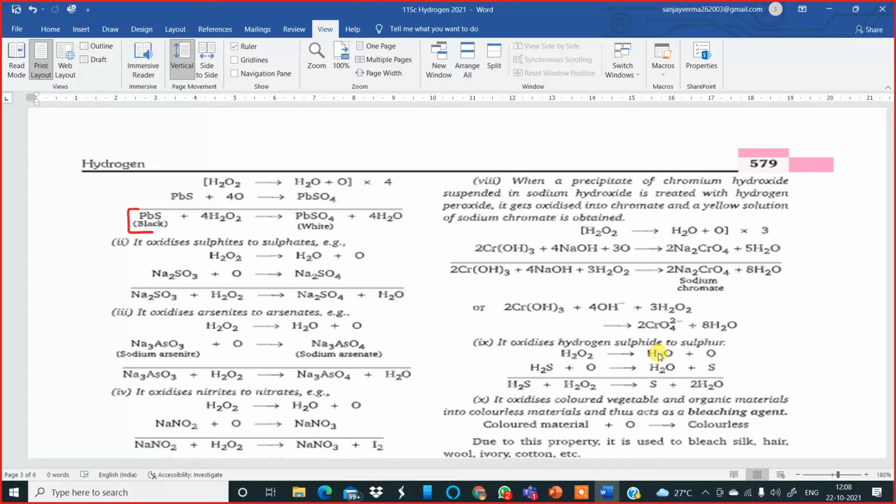Lead sulfide with hydrogen peroxide produces white colored lead sulfate and water. So learn this final equation directly. This is the first equation to be learned.